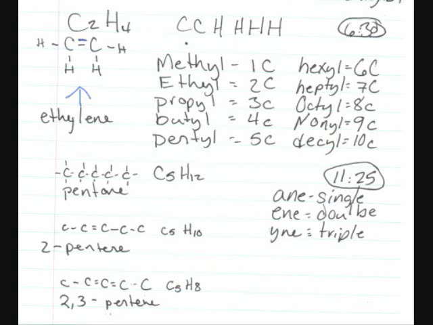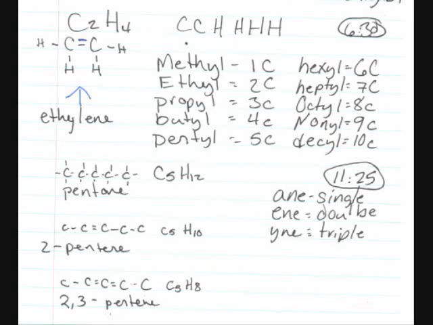Each carbon has 1, 2, 3, 4. These are shared, so they count for both carbons. 1, 2, 3, 4. Each hydrogen only has 1. We've only got 2 carbons and 4 hydrogens. When we name an organic molecule, there are prefixes that we use that tell you how many carbons are in the molecule. So, for instance, if I see a methyl, that is 1 carbon.